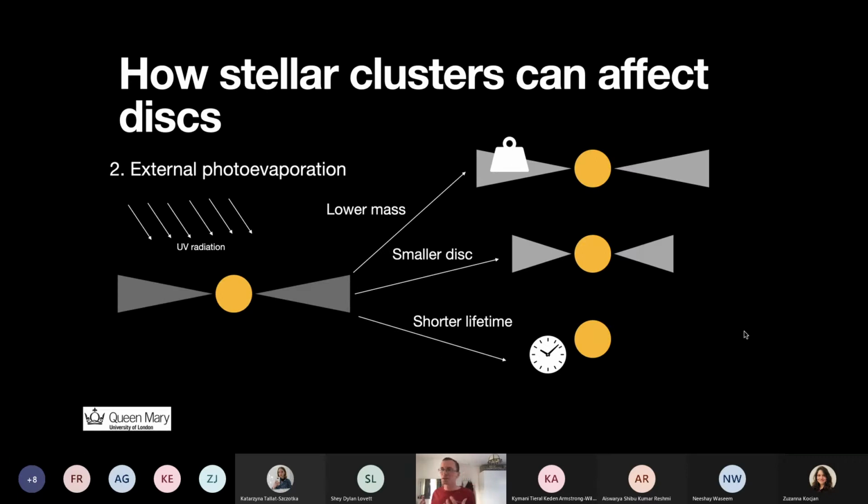So the sort of conceptual summary to take away from those fairly dense slides we've just been through is that if you shine this UV light on a disk, you expect that it will lower the mass of the disk. You expect that it will shrink the disk size, making it smaller, and you expect that it reduces the lifetime.